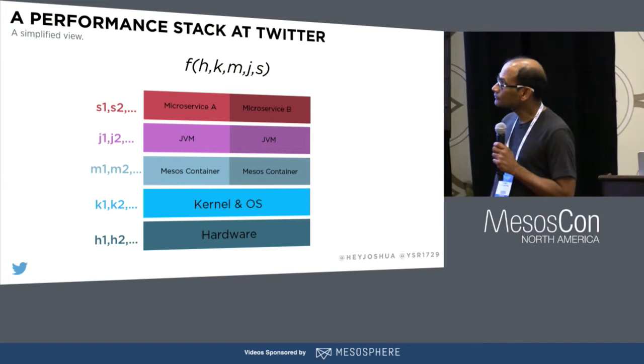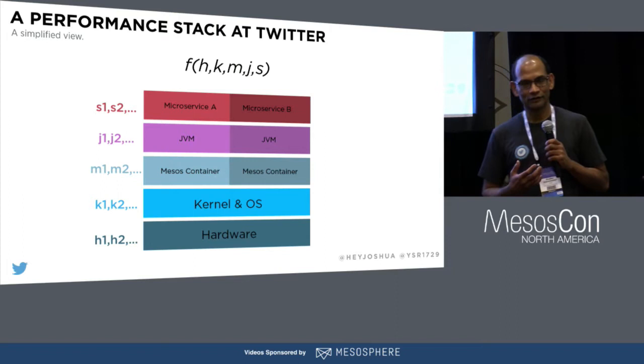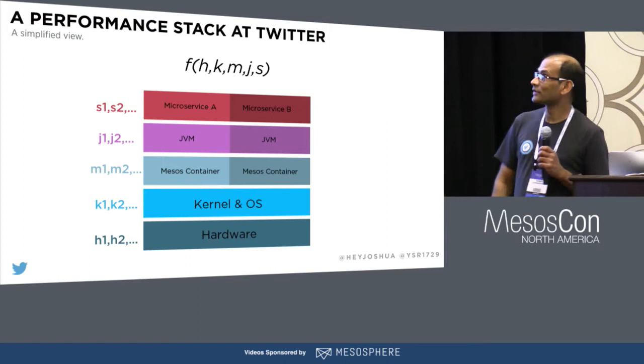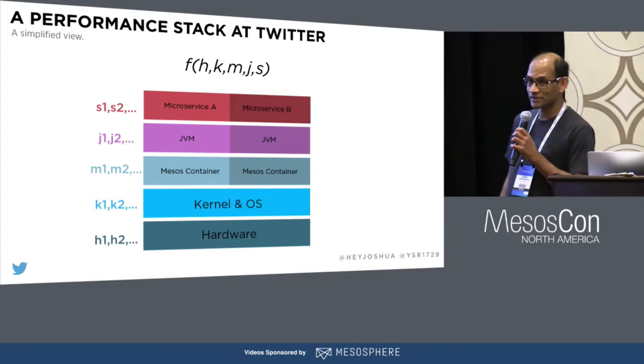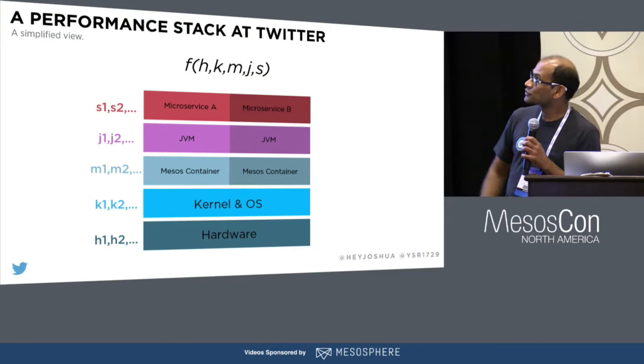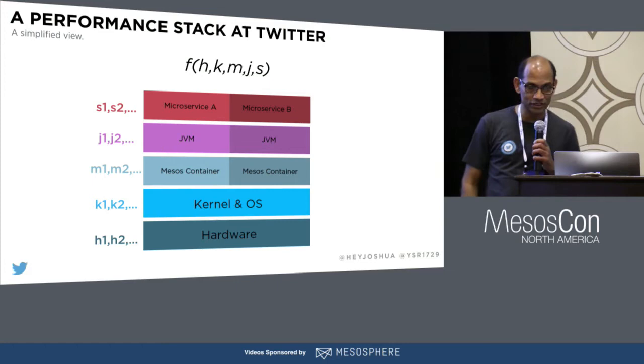And then the JVM itself has a whole lot of parameters, and many of us are familiar with tuning various things such as the heap size and various other heap shaping parameters in order to maximize the performance of the microservice. And finally, the microservice itself might be tunable in terms of various service level parameters that you set in order to change the size or the user experience. So the performance of the microservice itself can be considered a function f of the parameters lower down in the stack, which I list here as h, k, j, m, and s.